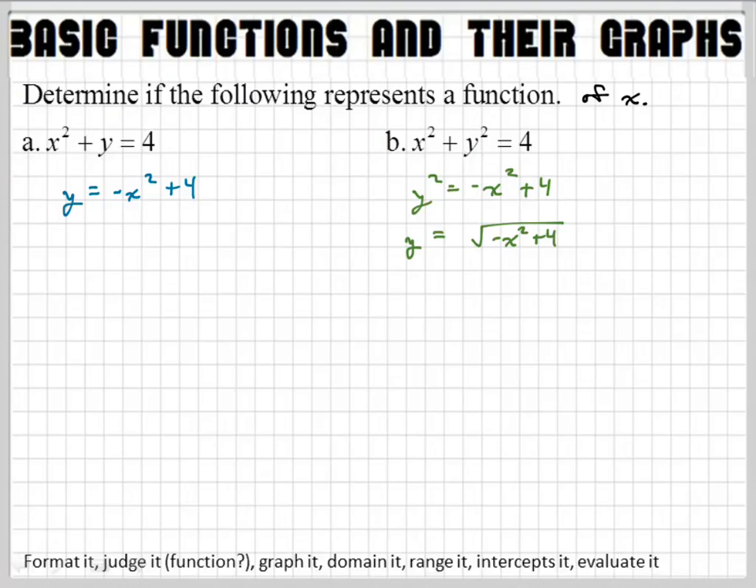Plus or minus. Whenever you're inside of an equation and you take the square root, you must have a plus or minus on there. Now, think about this one. If I plug in something into x, will you get 2 y values? Yes. Or I should say, would you get more than one? And the answer is yes. You would get a positive value and a negative, right?